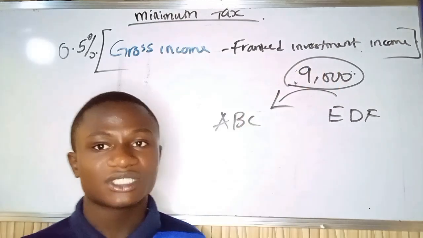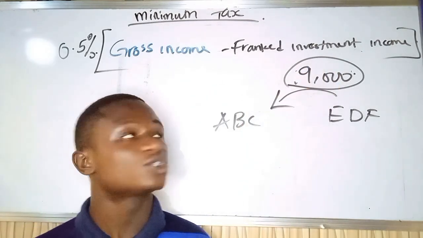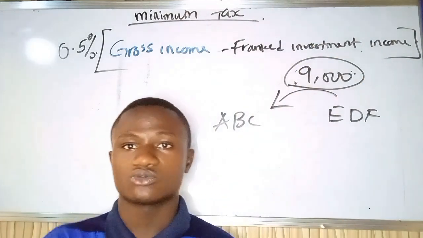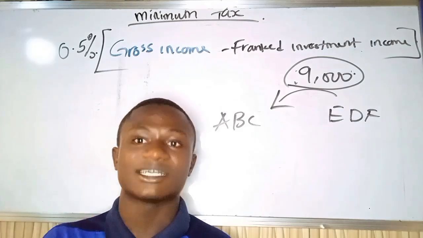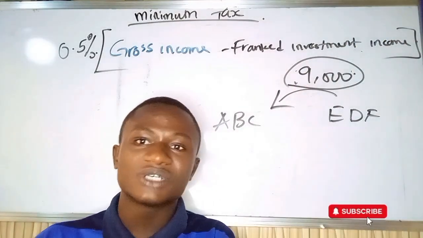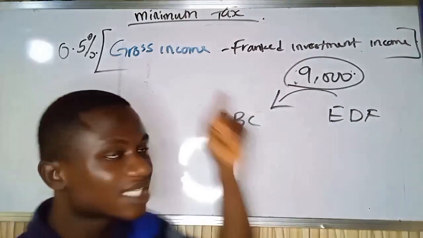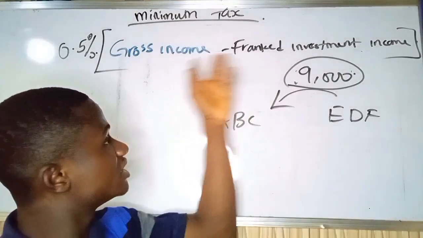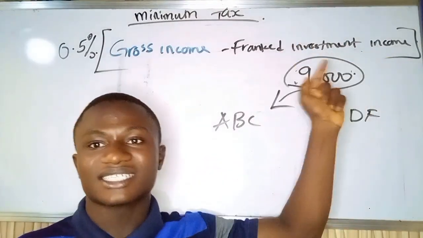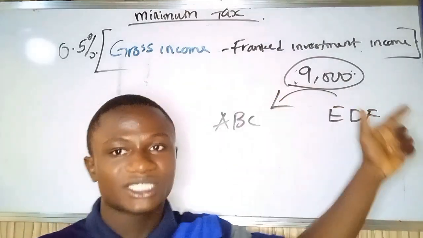And what is franked investment income? Income that has been subjected to tax. We call them franked investment income. It is not possible for you to tax a particular income two times. So franked investment income is income that has already attracted tax from other places, so it's not possible to tax it again. Because what we want to tax here is our gross income, we have to subtract franked investment income, which is income or investments that have been subjected to tax.